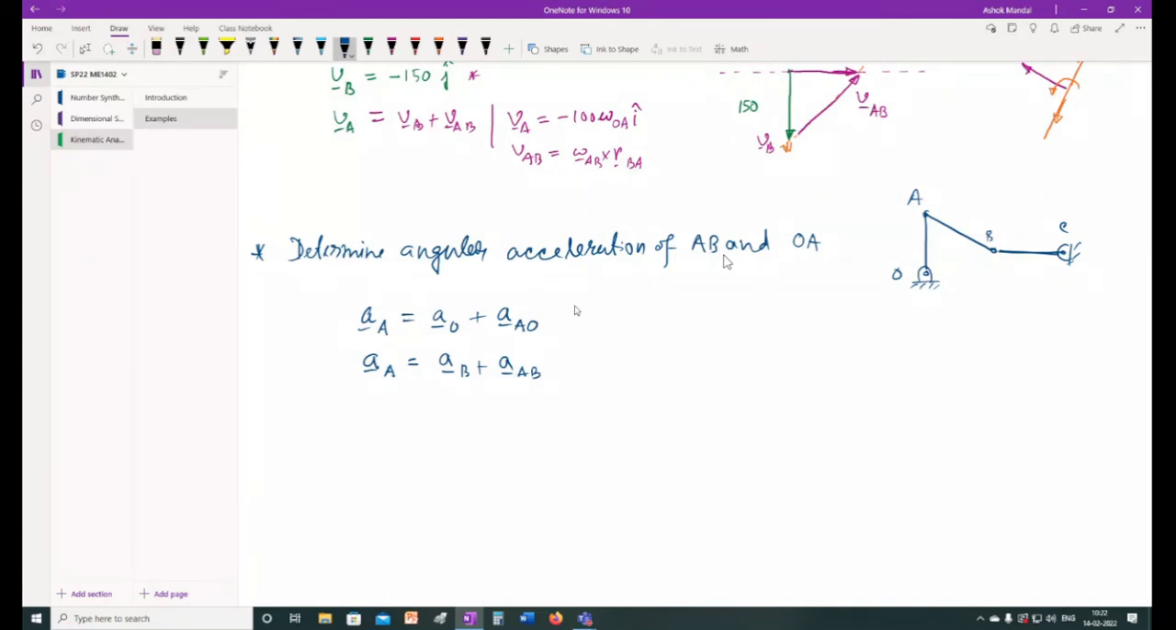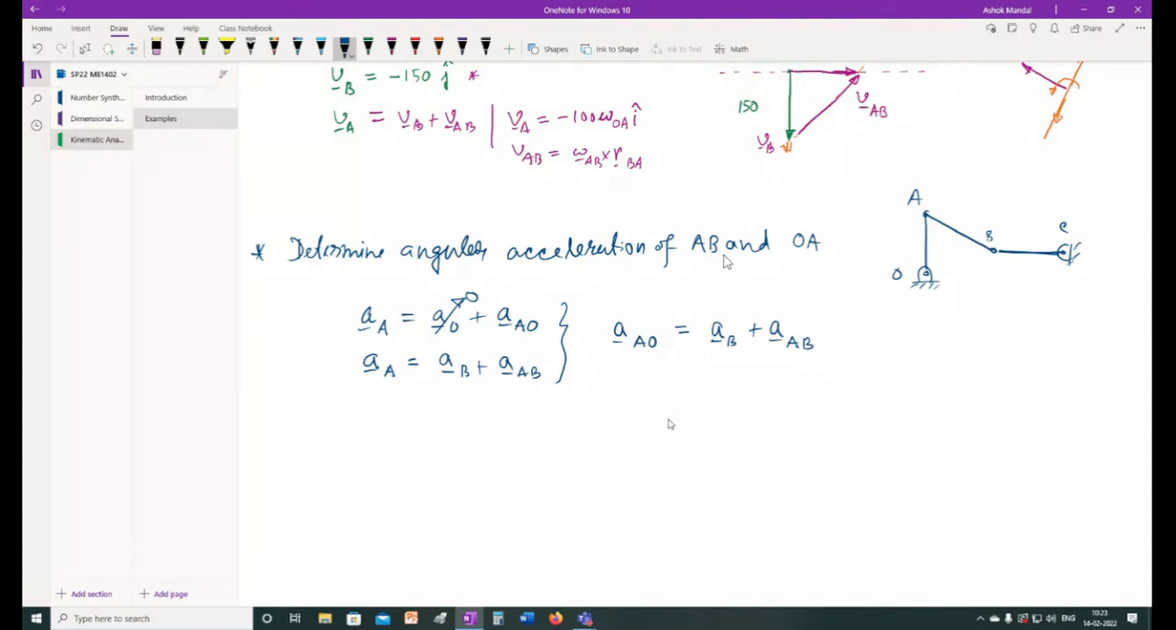Now you see one thing. What is this AO? It is 0. This is 0, right? So from these two equations, what do we have? Acceleration of A with respect to O is acceleration of B plus acceleration of A with respect to B, right?